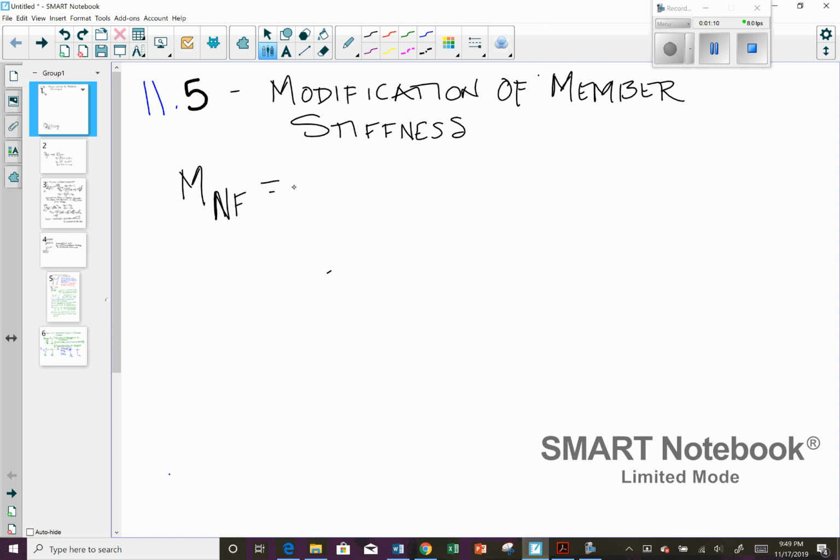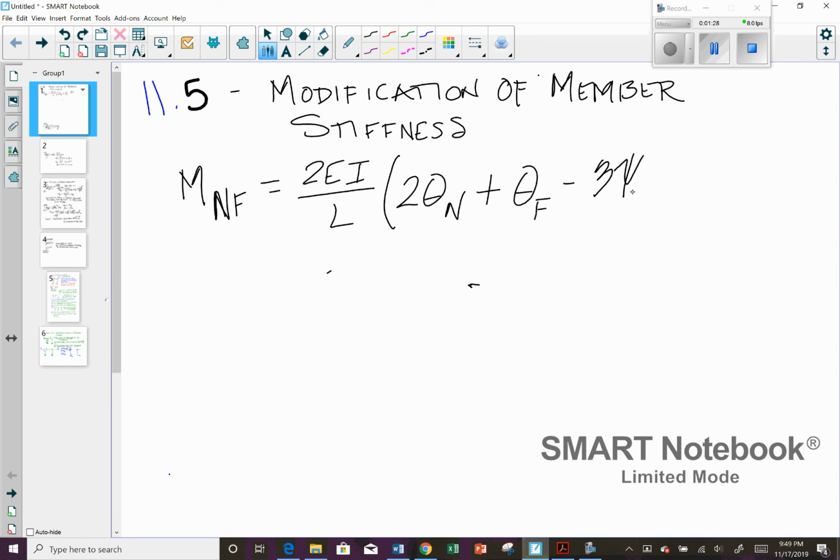M near, far is equal to 2EI over L times 2 theta near plus theta far minus 3 psi in near and far plus the fixed end moments, near or far, depending on which one you're looking at.